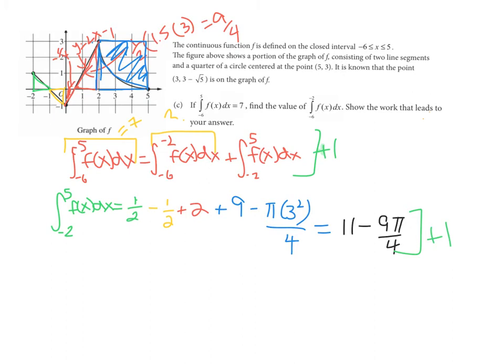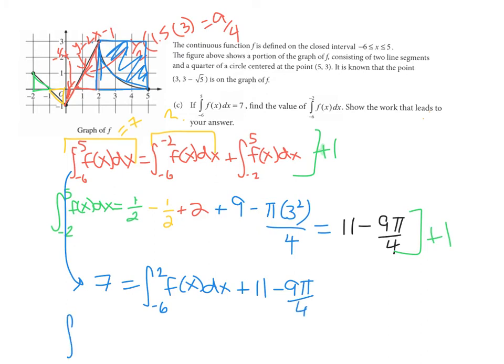So for the rest of this problem, I'm actually just going to take the equation that I had up there. I'm going to rewrite it as 7 equals the integral that I'm actually looking for right here, plus 11 minus 9 pi over 4. So the answer to the problem, I just get by subtracting that 11 minus 9 pi over 4. My final answer is 9 pi over 4 minus 4. And if you get that, you get the third point for the problem.